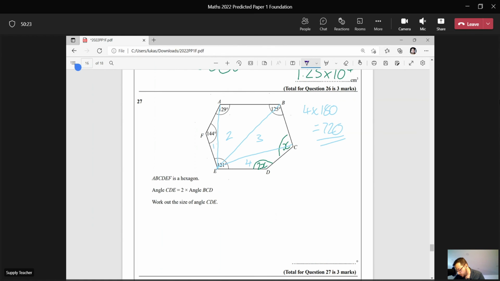So let's see what we've got already. We've got 121, we've got 144, we've got 129, and we've got 125. So we can definitely add all those up. 1 plus, that's 19, 6, 10, 11, and 5. So they all add up to 519. And now we can take that away from our total. So 720 take away 519 is just going to give you 201.